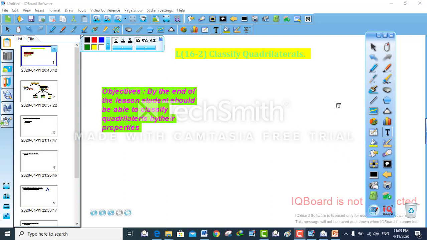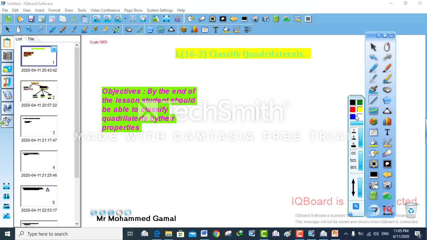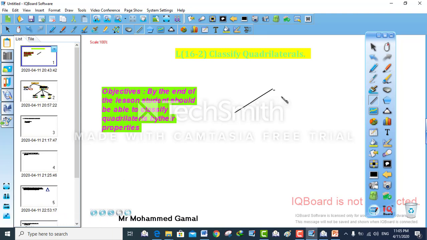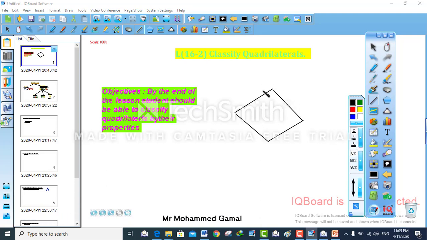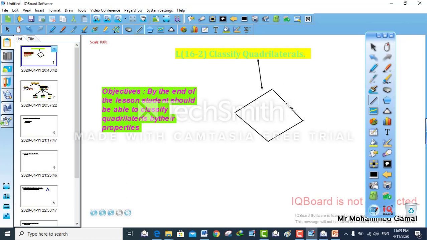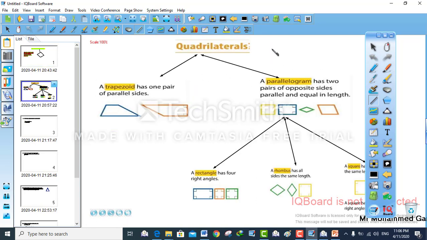Okay, in the beginning of the lesson, what is a quadrilateral? Actually, any shape that I can draw with four sides, 1, 2, 3, 4, for example, like this, we can name it quadrilateral. So any closed polygon that I can draw with four sides, 1, 2, 3, 4. What is the name of it? Yes, quadrilateral. This quadrilateral can be many shapes.